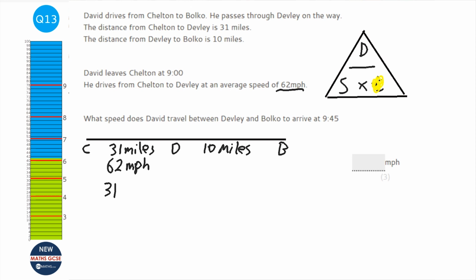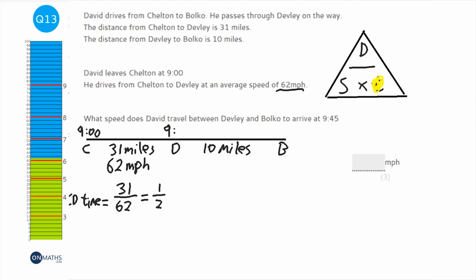So I'm going to say CD time. It's going to be the distance, which is 31, divided by the speed. And 31 over 62, well, if I divide top and bottom by 31, that becomes a half. So it's half an hour. So we know if it's 9 o'clock here, that he leaves Chiltern, he'll be at Devley at 9:30.